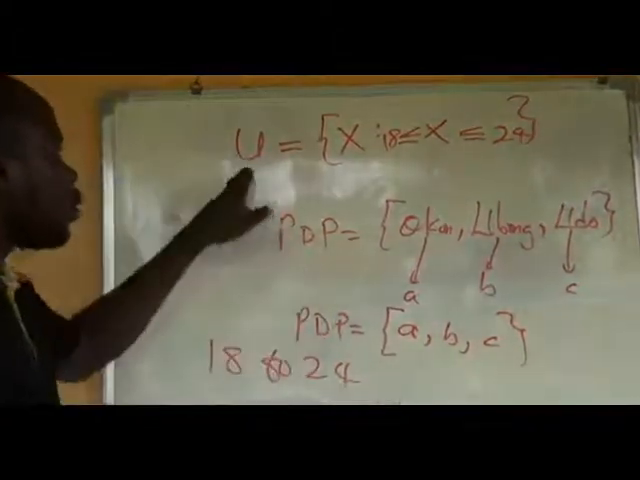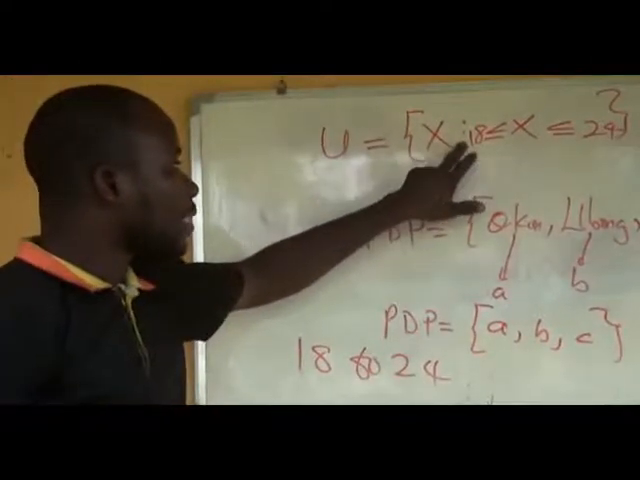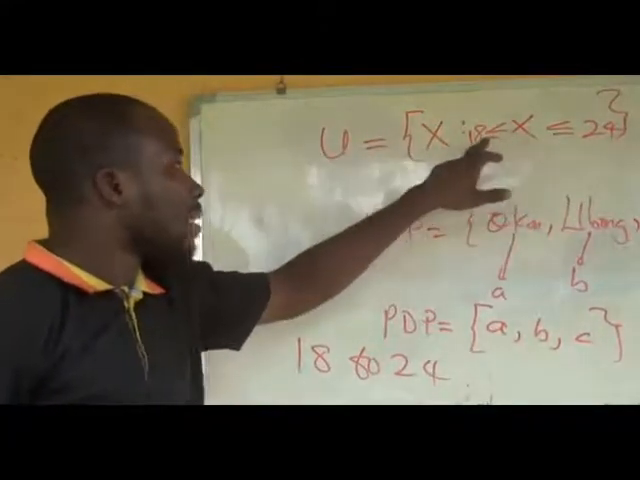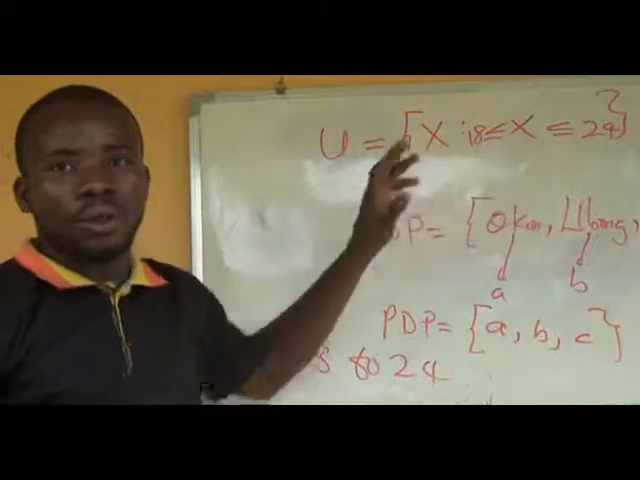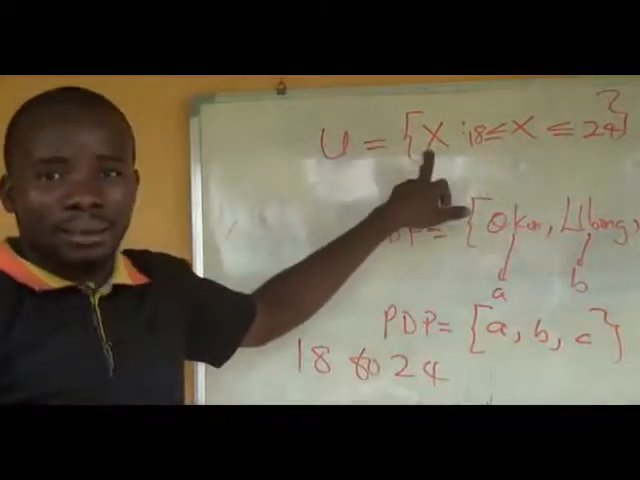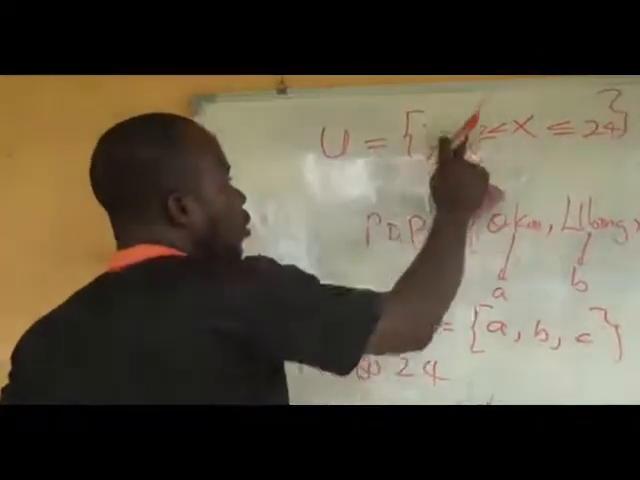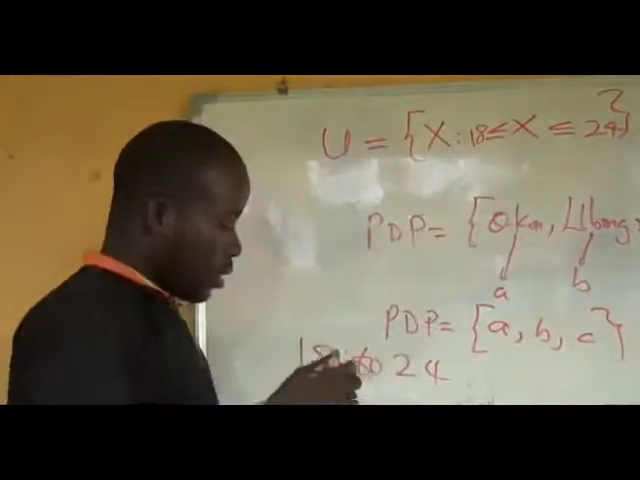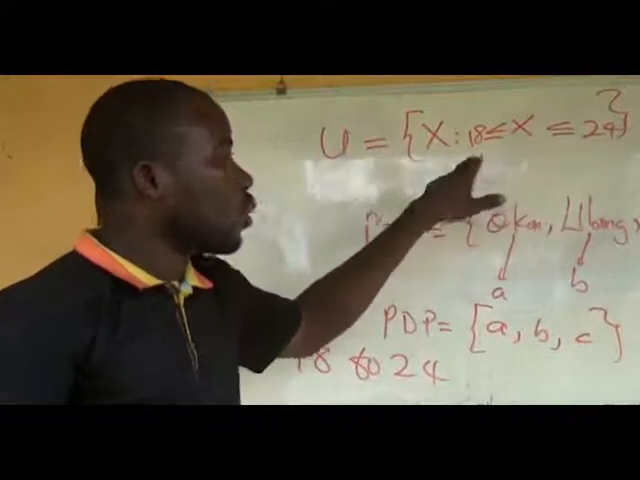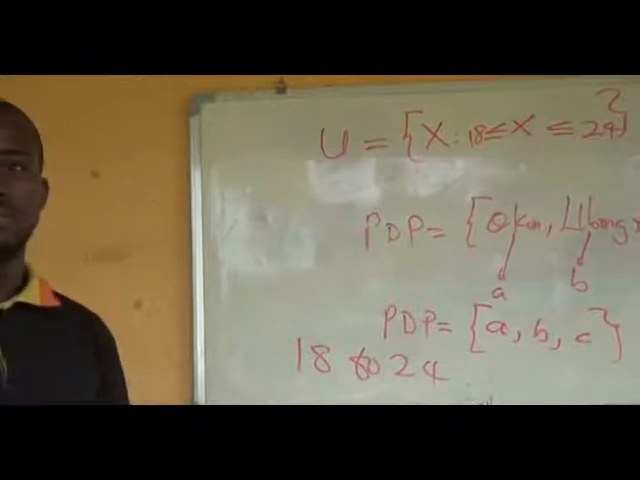So now say U is a set of X such that X is less than or equals to 24 and X is greater than or equals to 18. Meaning U is a set having its membership denoted by the alphabet X such that these members range from 24 to 18 years, if we're talking about age. So that is called set builder notation.